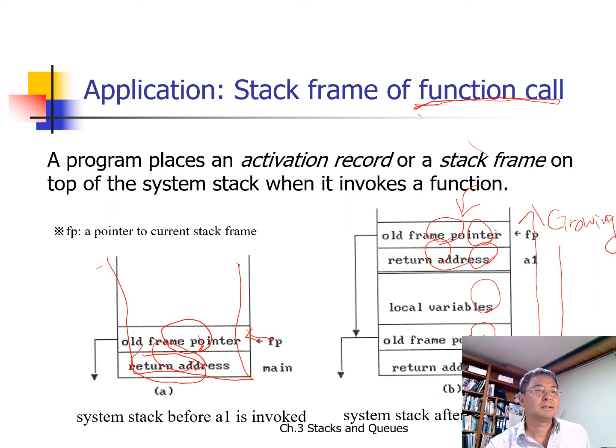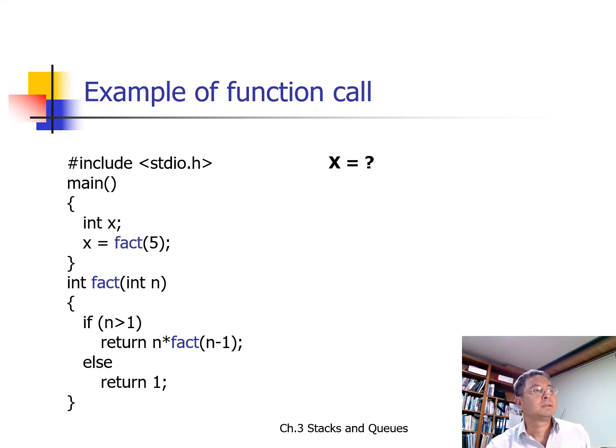Okay, so that's a typical example or application of the stack data structure in programming languages, including C language. Here, this is a main function, and this main function will call a user-defined function fact, and fact is a recursive function.